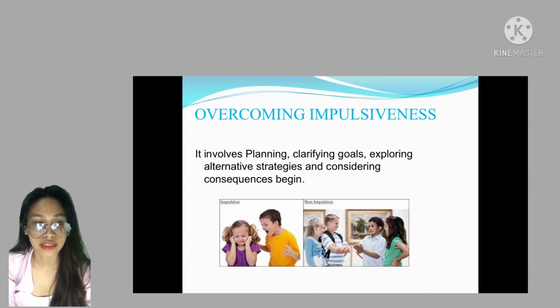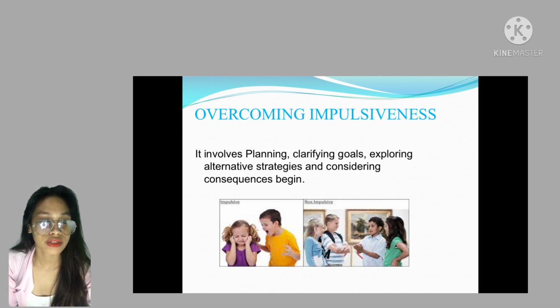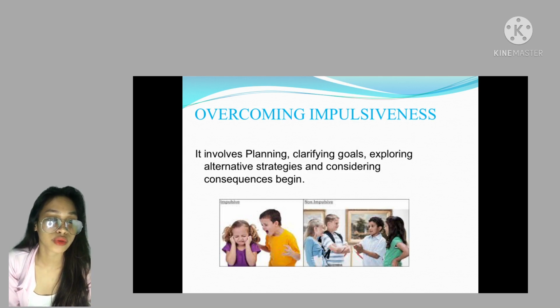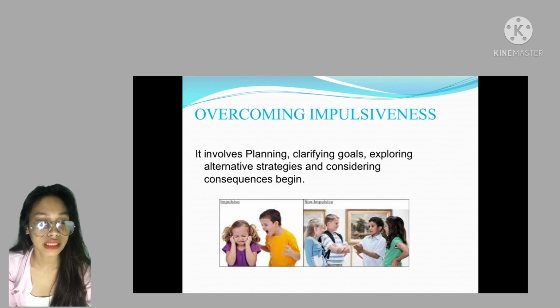Overcome impulsiveness. It involves planning, clarifying goals, exploring alternative strategies, and considering the consequences beforehand. This common tragic flaw of impulsiveness causes each of them damage and reflects their inability to conquer their flaws. Only through the assistance of a mentor are they able to overcome their common imperfection successfully.